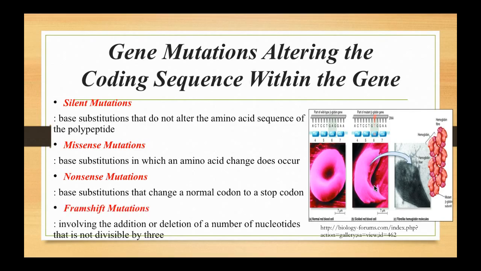And the last one here is the frameshift mutation. It involves the addition or deletion of a number of nucleotides that is not divisible by 3. So frameshift mutations shift the reading frame. The translation of the mRNA results in a completely different amino acid sequence downstream of the mutation.